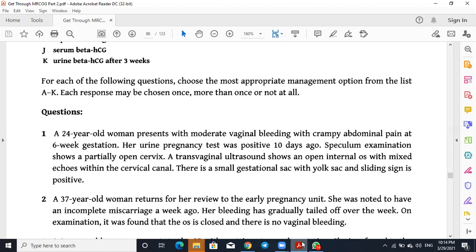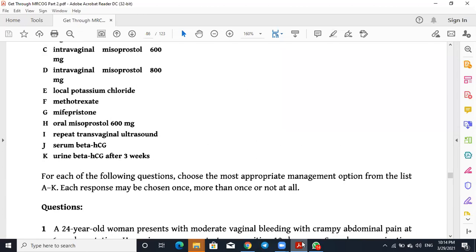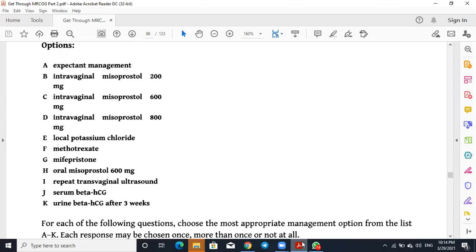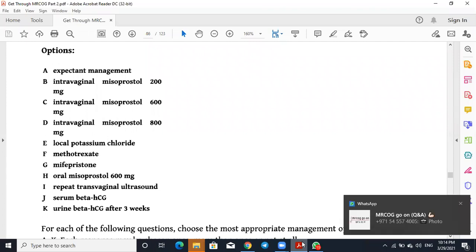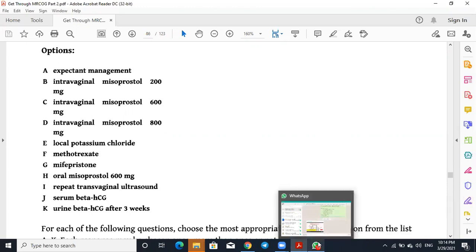How to follow up? Pregnancy test after 3 weeks from the miscarriage. Home pregnancy test. Urine pregnancy test after 3 weeks. Okay. Urine beta HCG after 3 weeks.